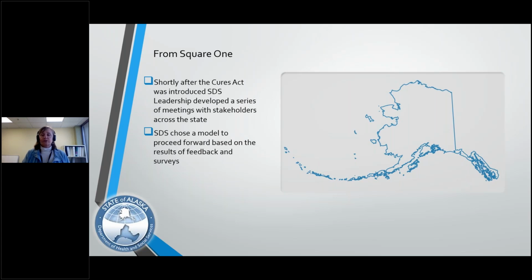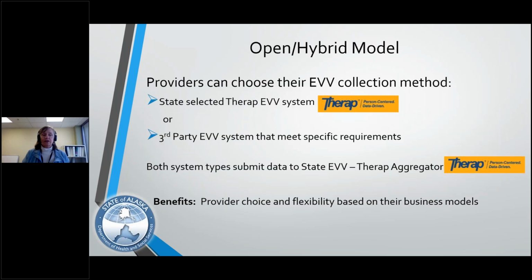And one of the things to really note is that the selected provider that we have is, for those 6 elements, free to providers. So this is the hybrid model. I sort of got ahead of myself with that slide. This is how we selected. So we selected Therap.